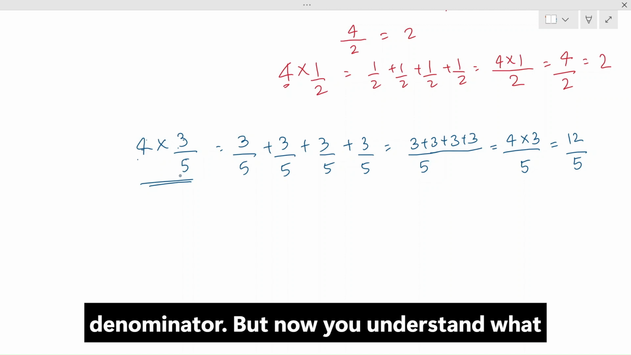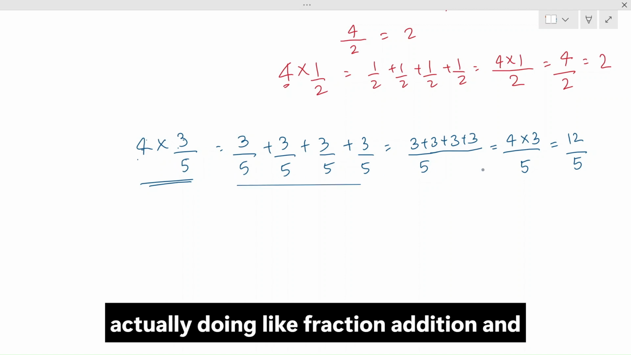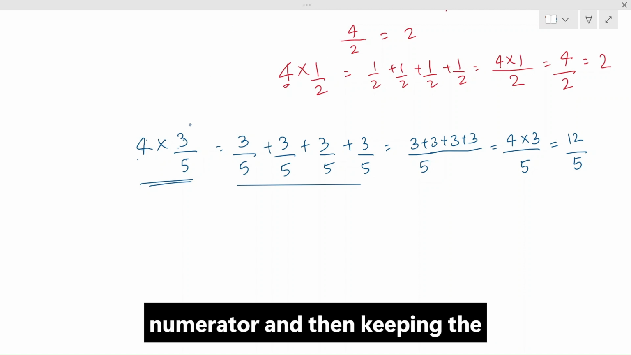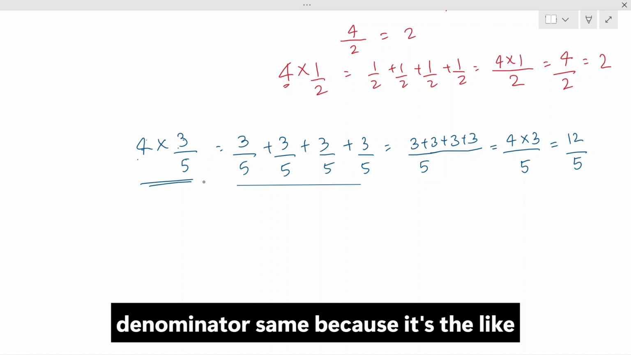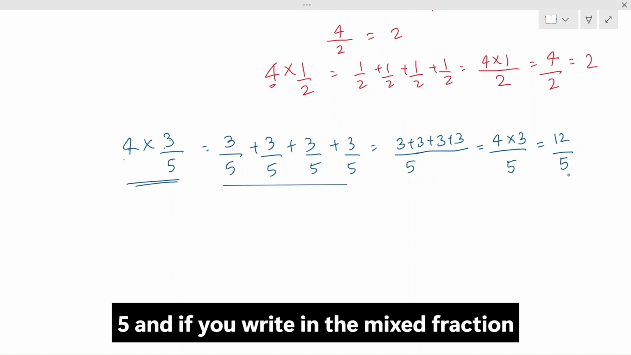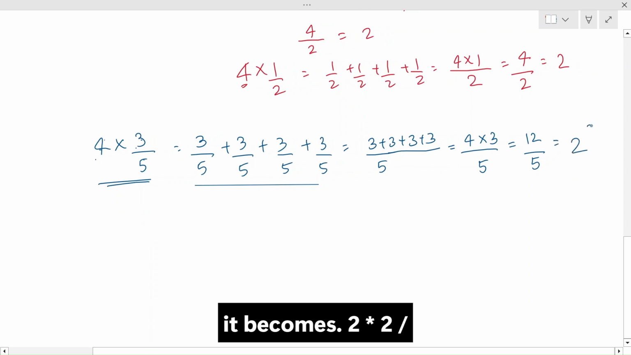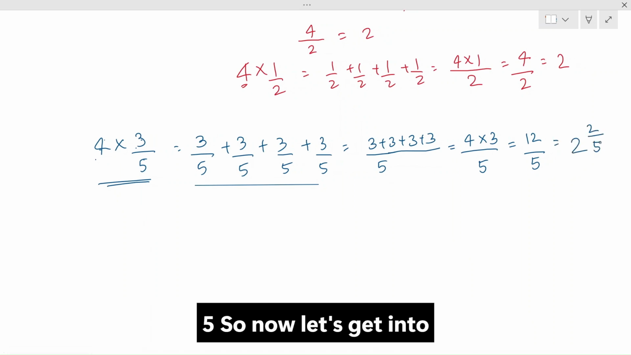But now you understand what happens with the numbers. You are actually doing like fraction addition, and therefore you are multiplying the numerator and keeping the denominator the same, because it's a like fraction addition. So the answer is 12 divided by 5, and if you write it as a mixed fraction, it becomes 2 and 2 divided by 5.